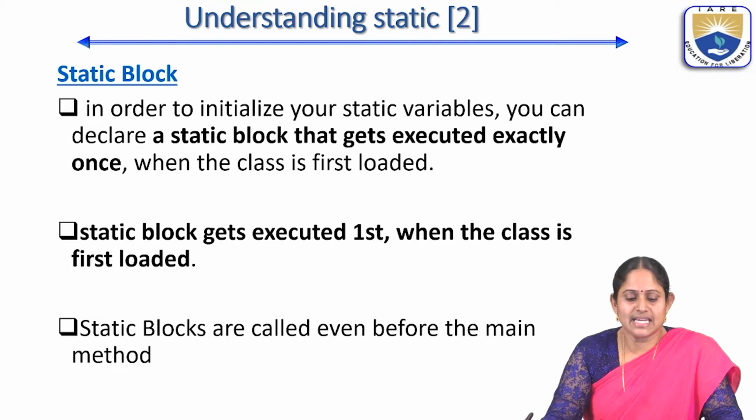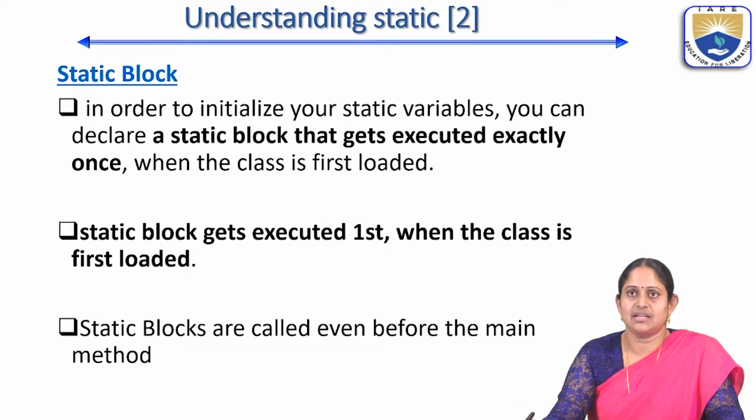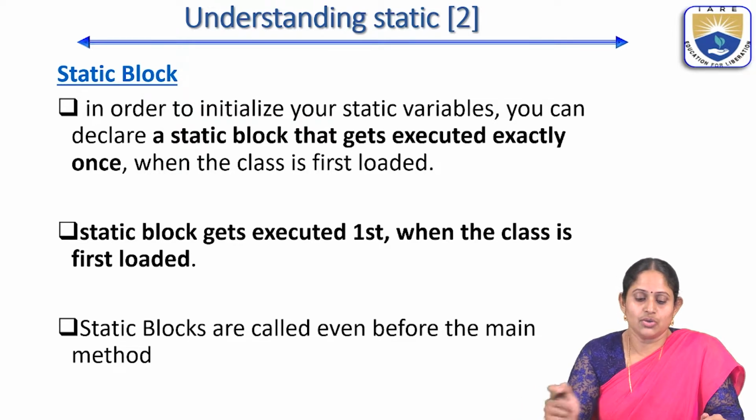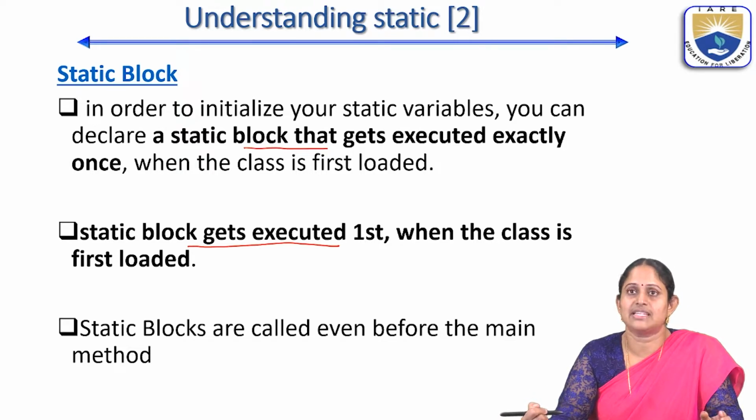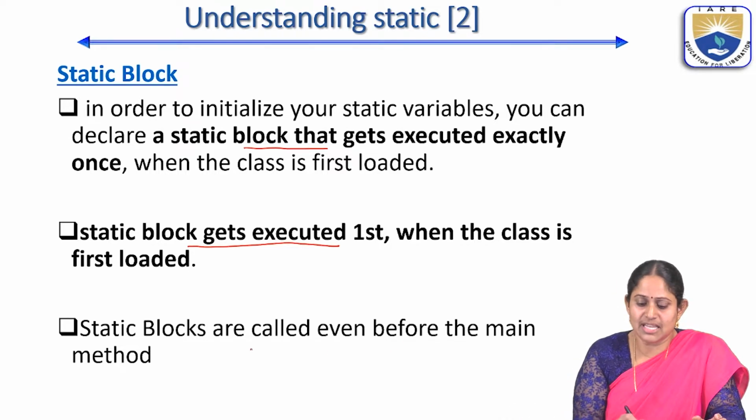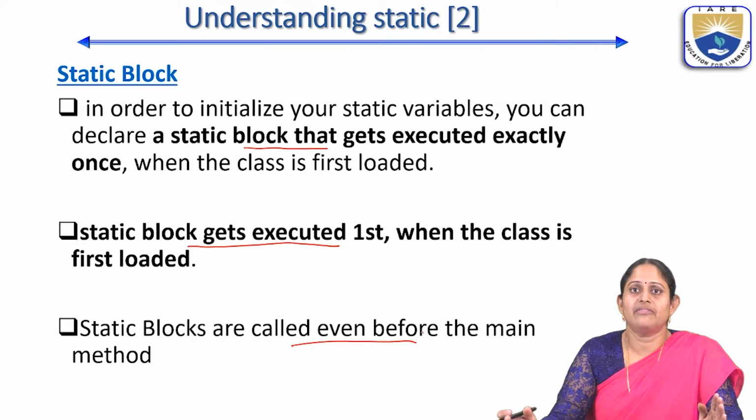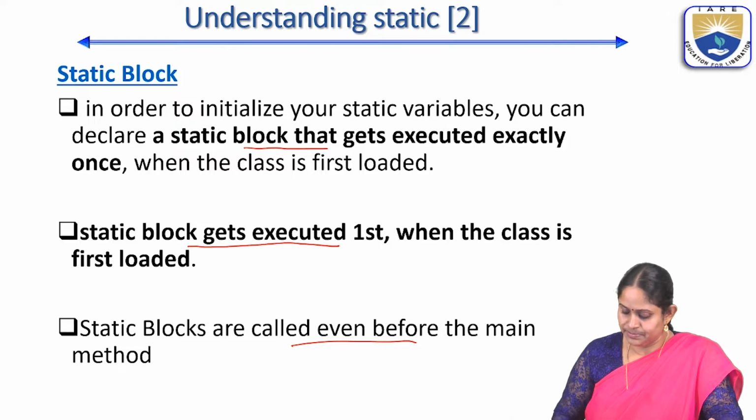When we apply the static keyword on a block, that is the one which will be executed first, loaded first when the class is loaded into memory. So the static block always gets executed first. We can also initialize our static variables in this static block. It will be executed only once, and these blocks are loaded even before the main method is called. So that will be the first one loaded and executed.